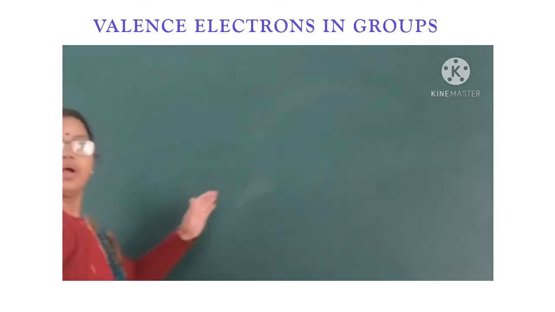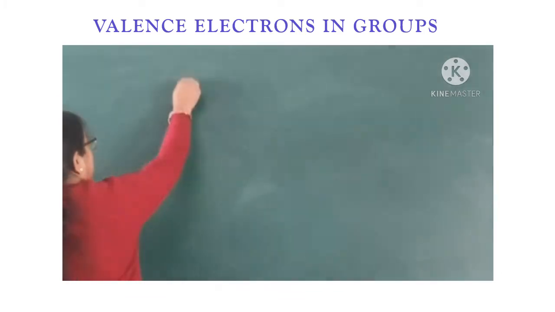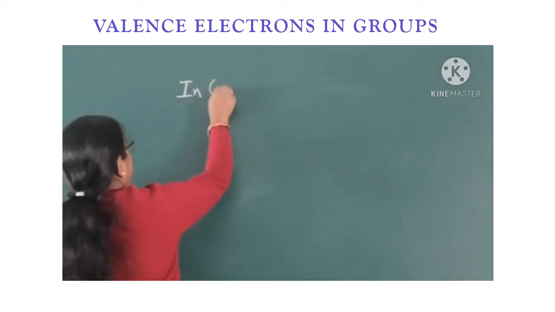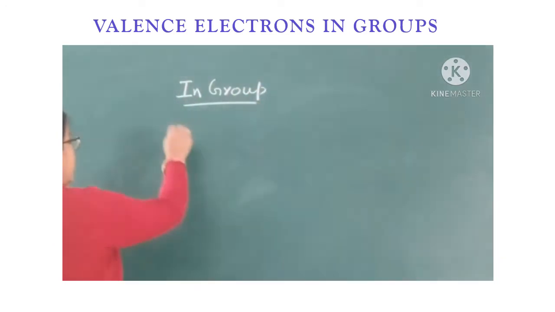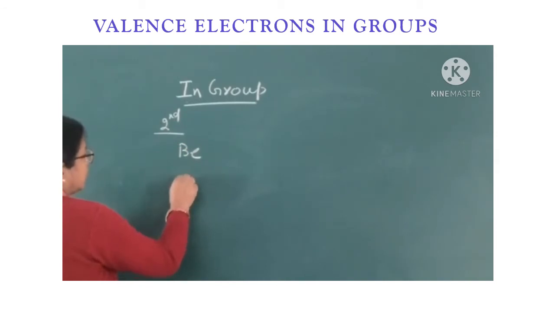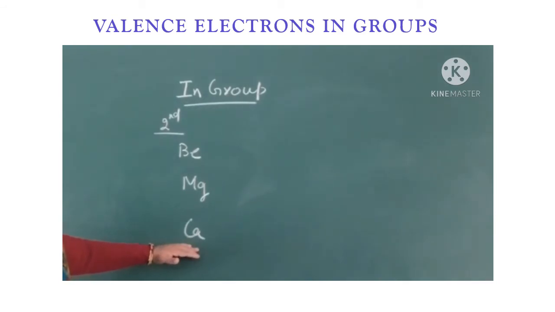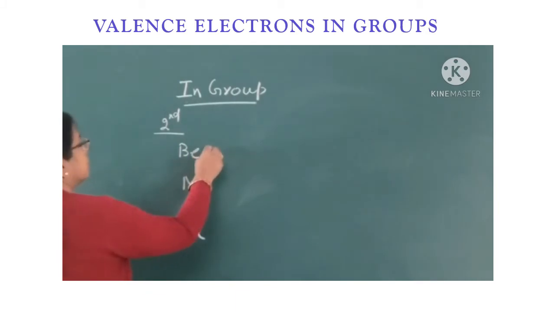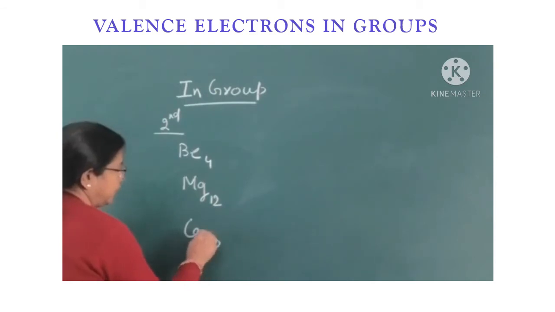Now let me explain how the valence electrons change from top to bottom in a group. Let us take the example of second group elements: beryllium, magnesium, calcium. As we have to learn up to atomic number 20, I can take only these three. Atomic number of beryllium is 4, magnesium 12, calcium 20.